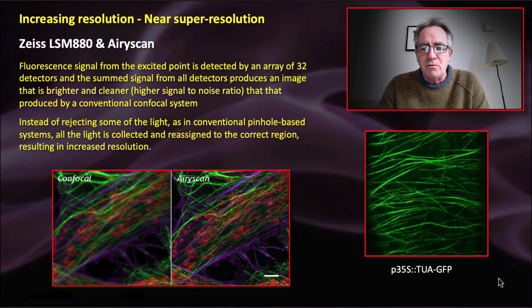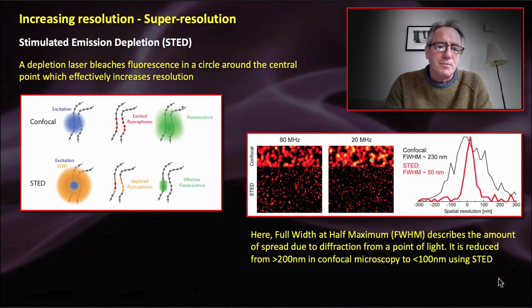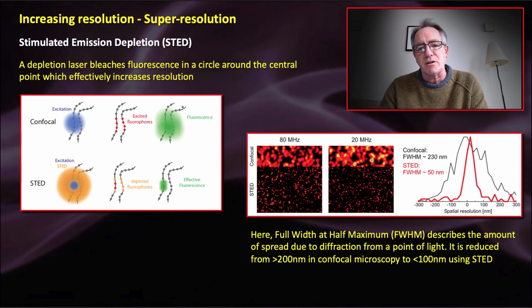So really rather beautiful. We move on to the techniques that are called super resolution. They're truly super resolution techniques. The Zeiss Airyscan technique that I just told you about is what I call near super resolution. It gives you a bit of an increase in resolution based on the confocal, but whether it's really, really true, whether we're getting down to that 100 nanometer range, I'm not sure.